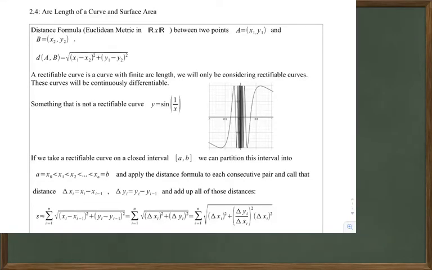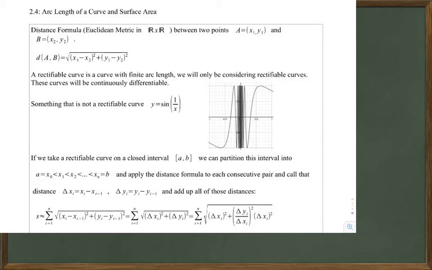Alright, in this video we're going to be looking at some more applications of integration. In the next 3 videos, we'll look at arc length of a curve, and also surface area for some curve rotated around an x or y axis, for example, and we calculate the surface area. So to start off, we have the distance formula.